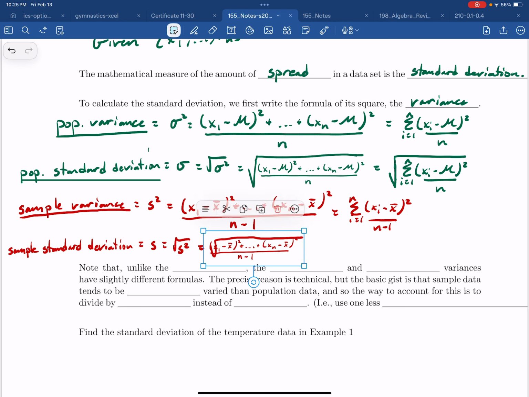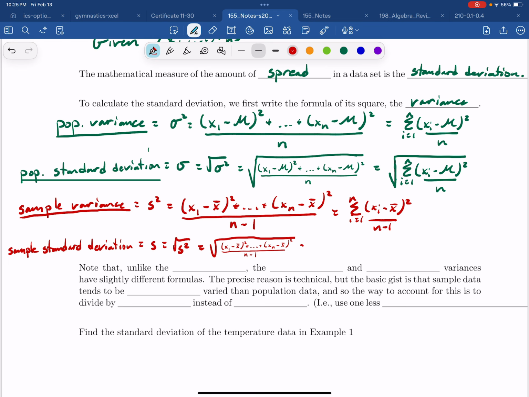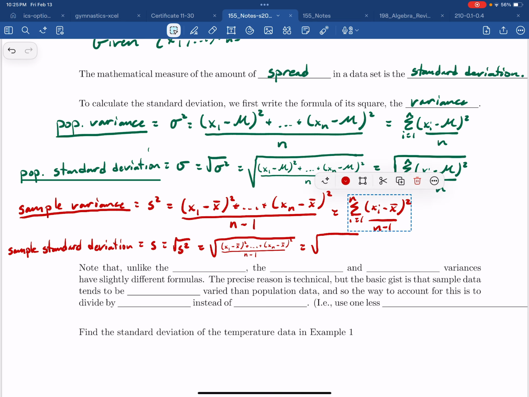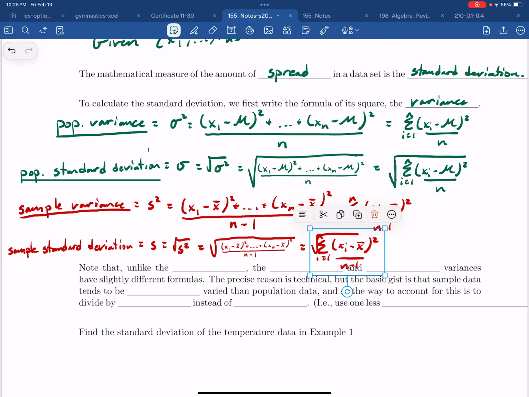Let's lower that by quite a bit. There we go. Very nice. Really fit it in there. Excellent. Great. And then this, of course, equals the square root of this guy. There we go. Awesome.